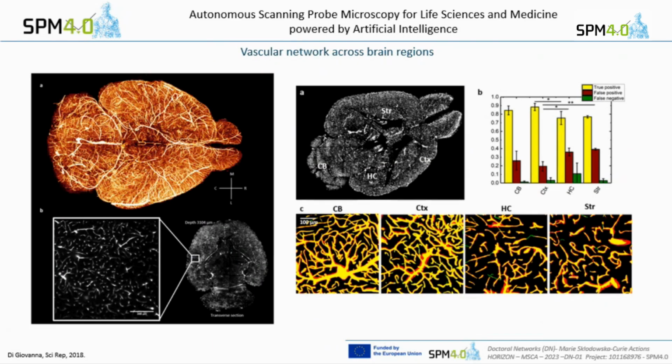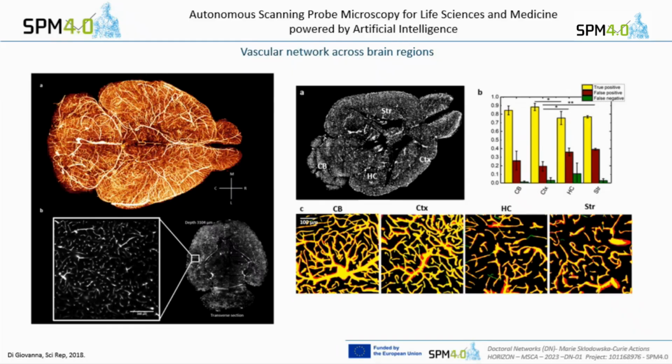Then we also need to consider the vascular network within the brain across different regions. Here you can appreciate the whole vasculature of a mouse brain up until the capillary levels. And what we can clearly see here is that the vascular density from regions such as the cerebellum and cortex are much higher than the density within regions such as the hippocampus and striatum. And this, of course, is associated with the energetic demand from these regions, but it must be taken into consideration.